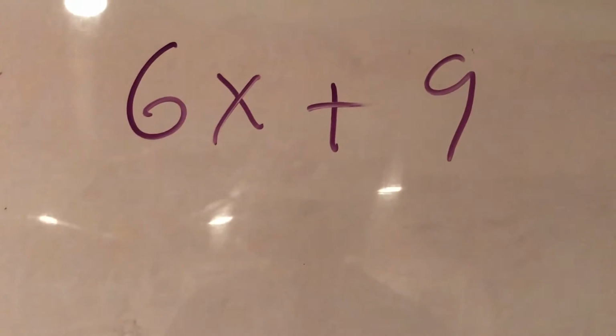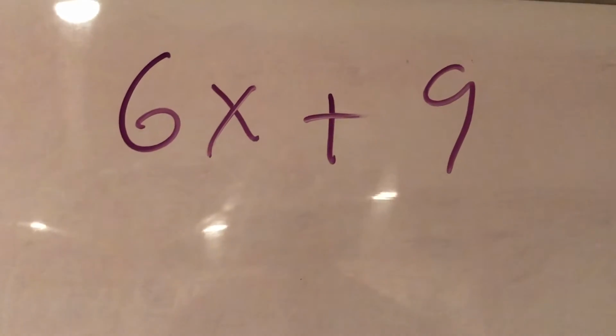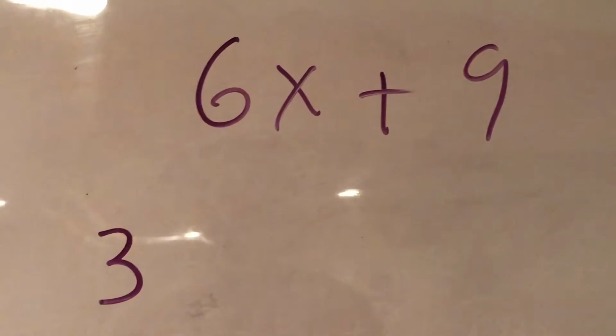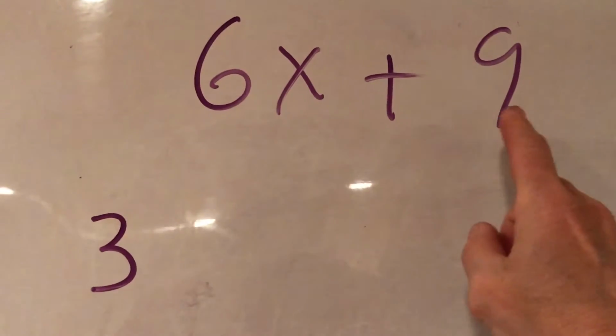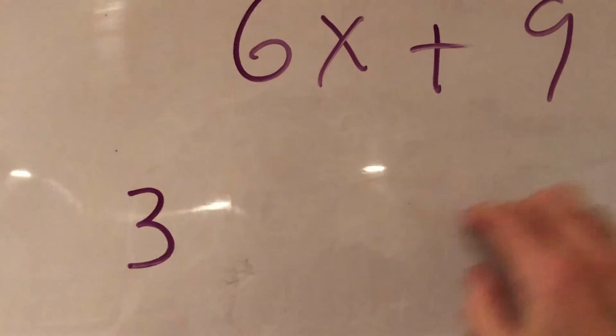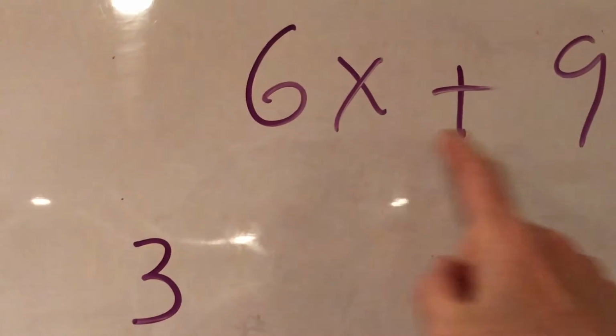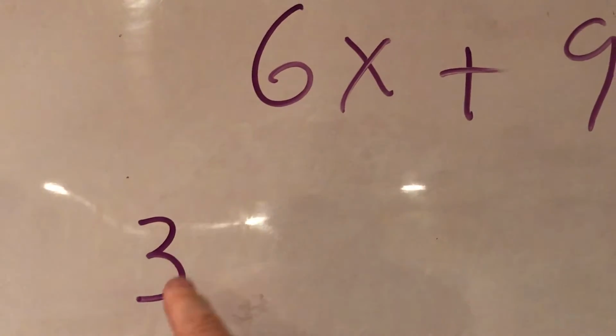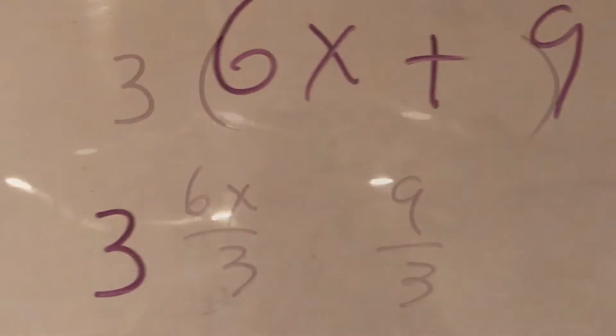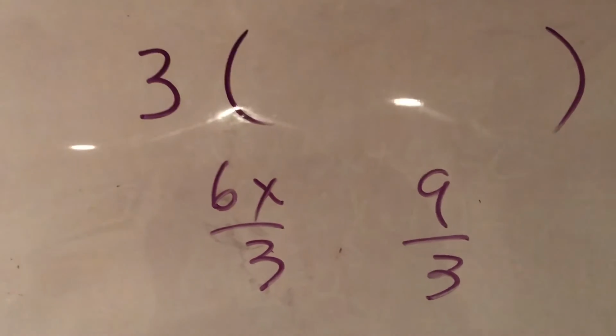The first one's factoring this binomial, 6x plus 9. So in each of these terms, the 6 and the 9, there is no x, so we know that we're not going to bring an x down. The GCF is going to be the highest number that goes into both of these, and that is 3. So down below I made a little note for myself.